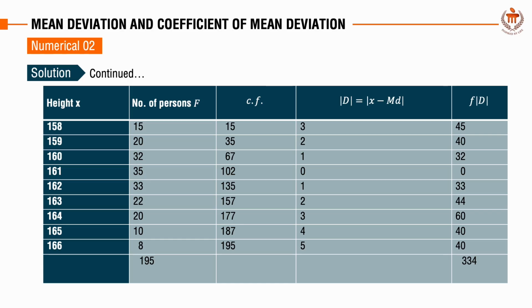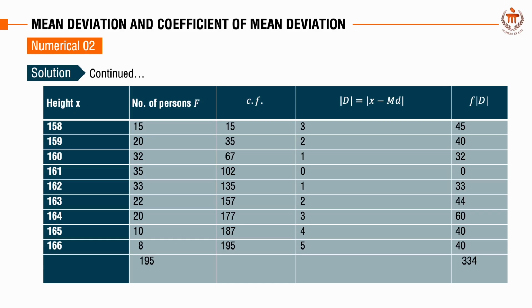So x minus median, a modulus you have to find, which means ignore the sign. 158 minus 161, 159 minus 161, 160 minus 161, 162 minus 161, 163 minus 161, 164 minus 161, 166 minus 161. Do that and ignore the sign. So that is your modulus D value. And then that D value is multiplied with the frequency. So we'll get F into summation of D, and the total sum of that is 334.